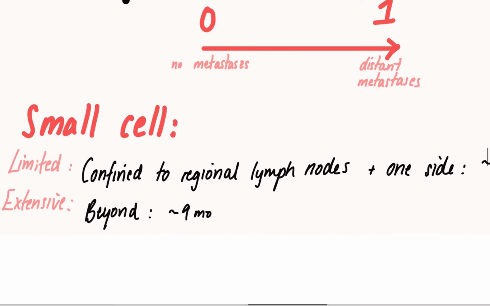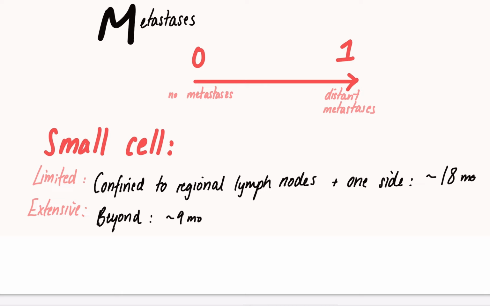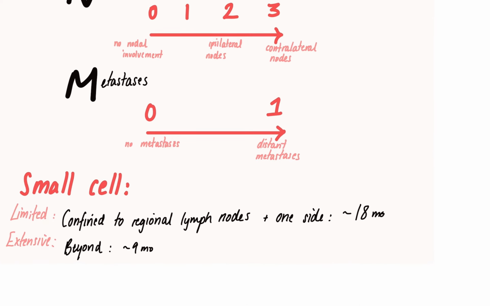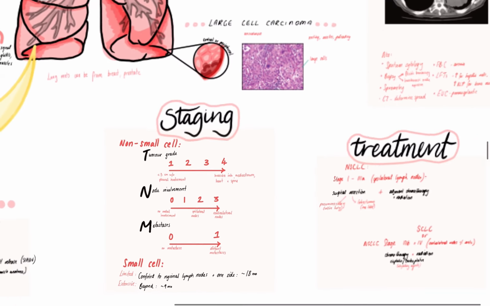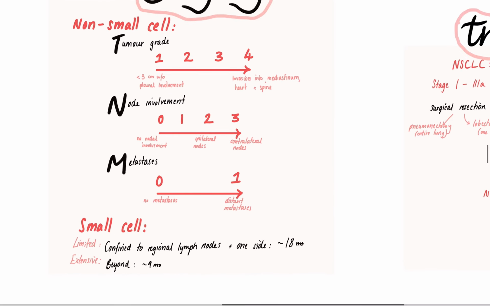Now looking at small cell staging, you only have limited or extensive. Limited is where it's been confined to regional lymph nodes and it's only on one side. So you have about an 18-month prognosis. In extensive disease, you would get beyond regional lymph nodes and your prognosis decreases to about 9 months. So as you can see, small cell carcinomas are pretty bad and they're very aggressive, and that makes me very sad.